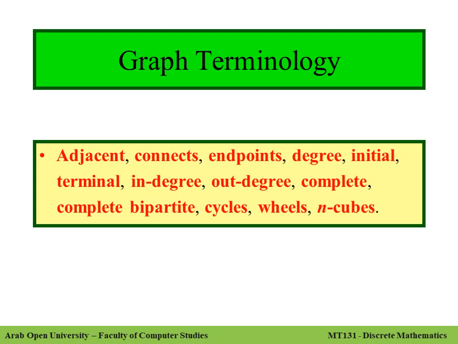For example, we will consider the complete graph, the complete bipartite graph. Cycles are types of graphs that we will consider. Wheels and n-cubes. These are different types of graphs that we will cover, and we will show examples of each type.